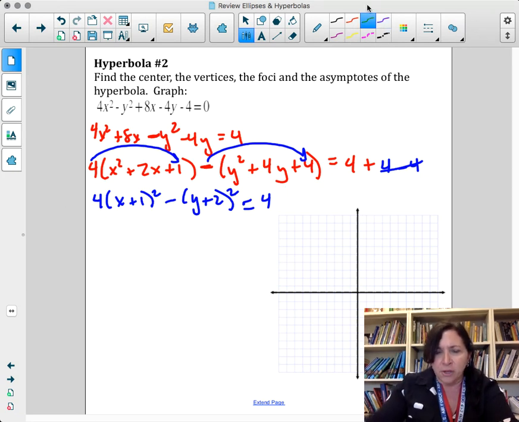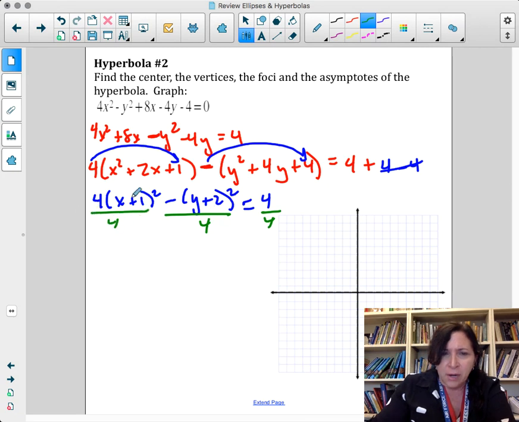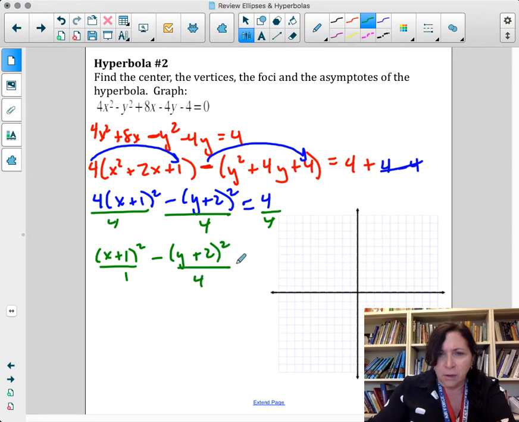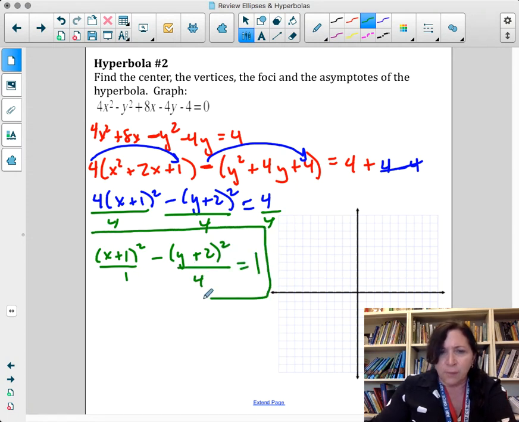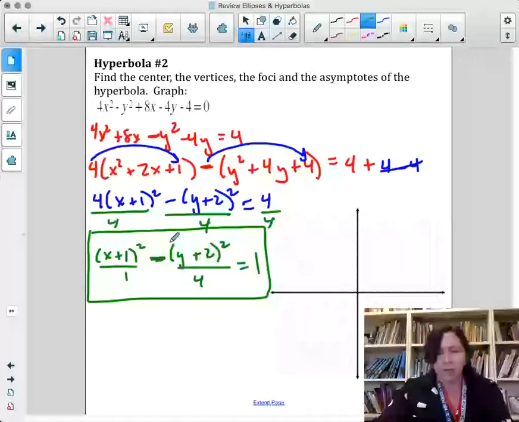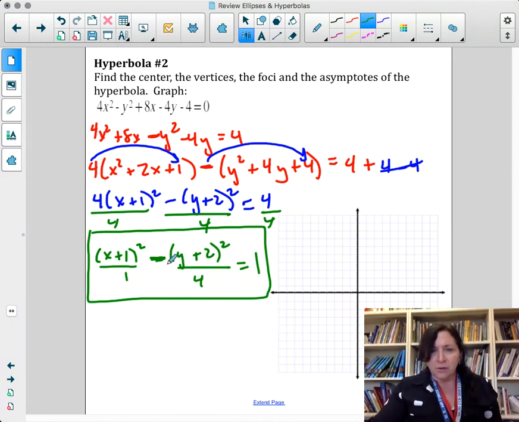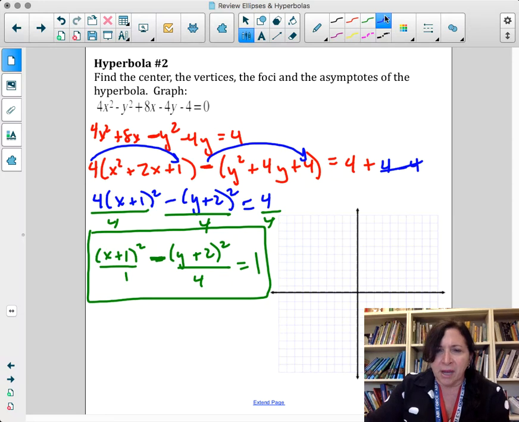Remember, for standard form, you do need there to be a 1 here, but also no values in front other than the negative sign. No values in front. So we're going to divide everything by 4. So divide by 4, divide by 4. And so we're going to get 4 divided by 4 is 1. So we're going to get x plus 1 quantity squared over 1 minus y plus 2 quantity squared over 4 is equal to 1. So this is the standard form for my equation of my hyperbola. And I know it's a hyperbola because of this minus sign. Ellipses would just have 2 positive values there. Okay, but this being a hyperbola, it's a negative.